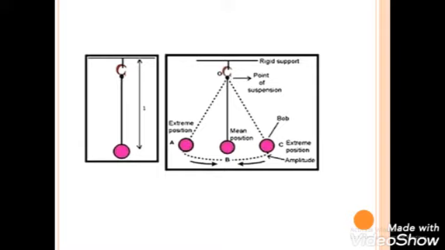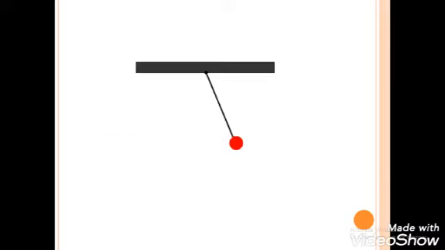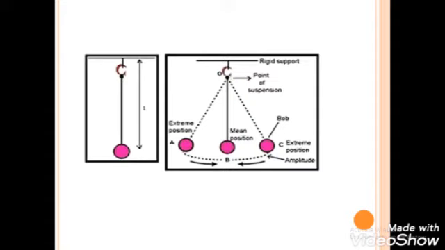So this first picture shows the pendulum at rest. It is not in motion, in its mean position. When the bob of the pendulum is released after taking it slightly to one side, it begins to move to and fro.